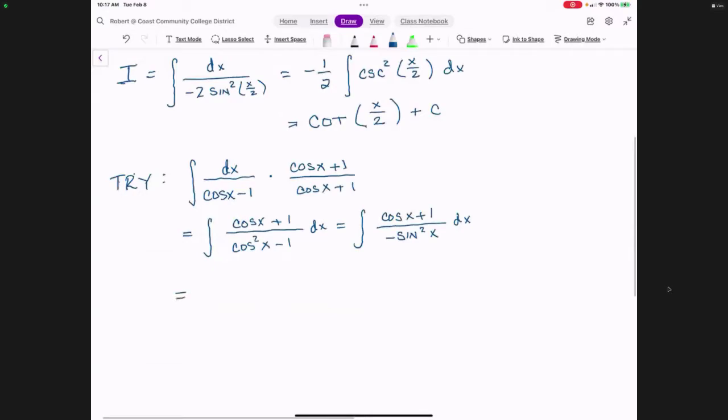Okay, so now we can break it into two integrals. Equals negative cosine x over sine squared x dx, minus the integral of cosecant squared of x. Okay, now look, this is kind of a far cry from that thing.